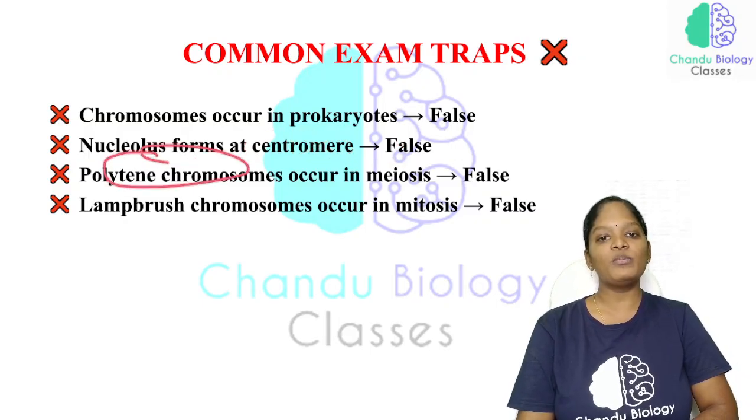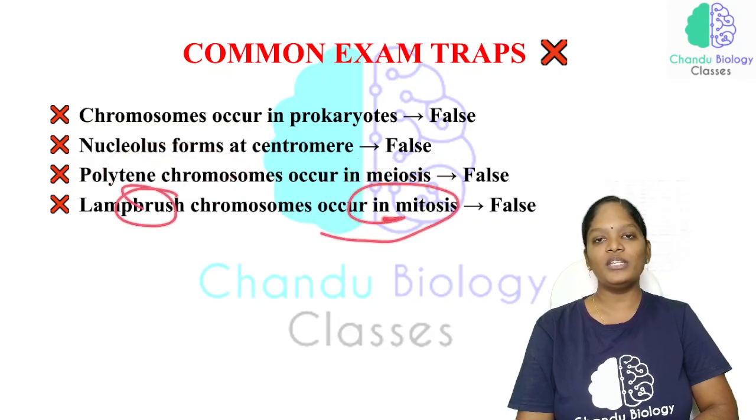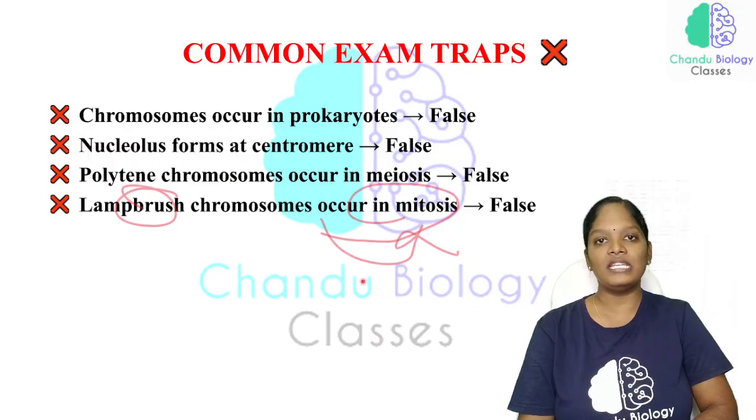And polytene chromosome occurs in meiosis. No, it is not in meiosis. And lampbrush chromosome occurs in mitosis. No, it is a false statement. It occurs in meiosis.